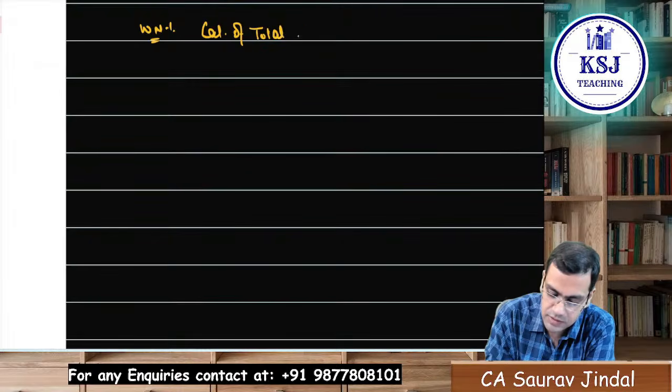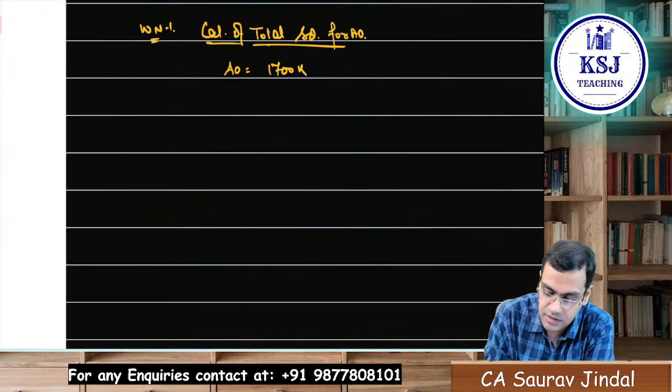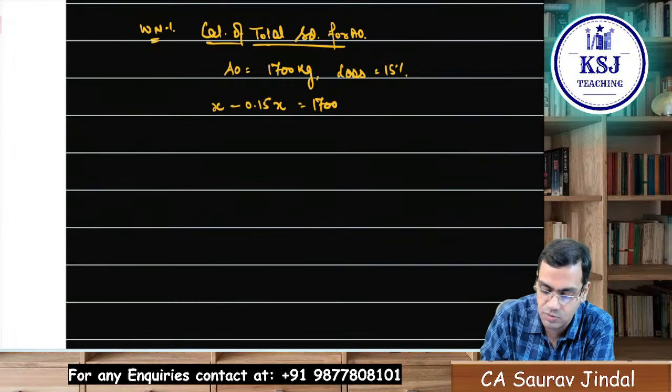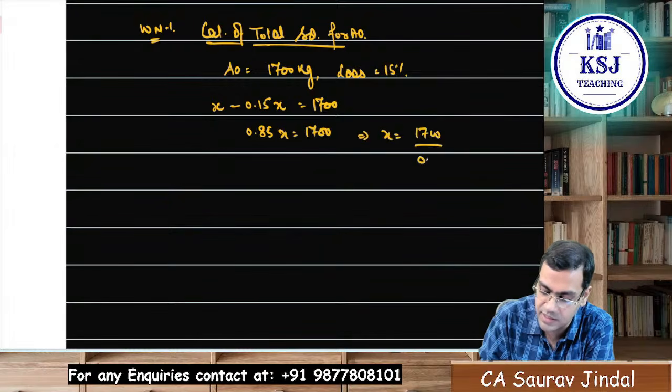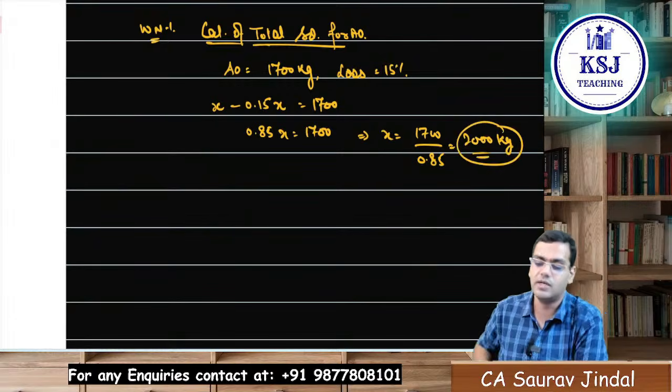Total standard quantity for actual output, right? So what is the actual output here? 1700 kg, sir. What is the standard loss here? That is 15%, right? So let the standard quantity input be X minus 15% loss on the X. You are getting the final output 1700 kg. So 0.85x is equal to 1700. From here, X is 1700 divided by 0.85, that is 2000 kg. So this is the total standard quantity for the actual output.